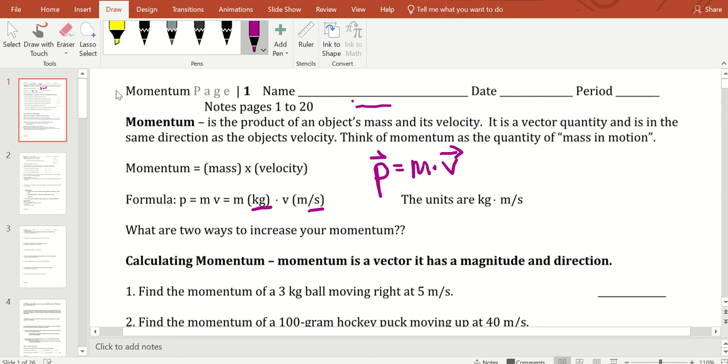You can see that if we multiply kilograms times meters per second, we're going to come up with what's called a derived unit of kilogram meters per second. What are ways we can increase our momentum? Well, if momentum is affected by mass and velocity, essentially we have two options. We can increase our mass or we can increase our velocity.